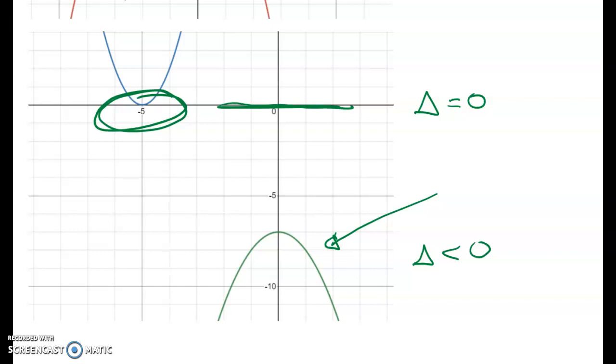Okay, I'm going to try now to move on to some questions where you're told the roots and we need to make some statements about the discriminant and then find the equation of the curve.